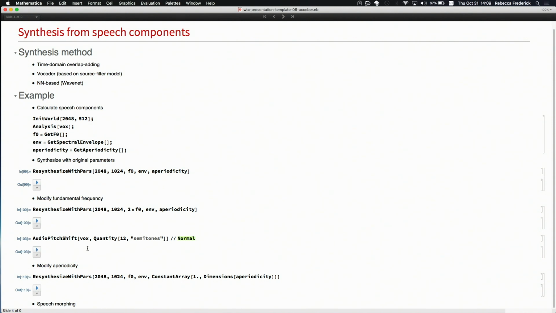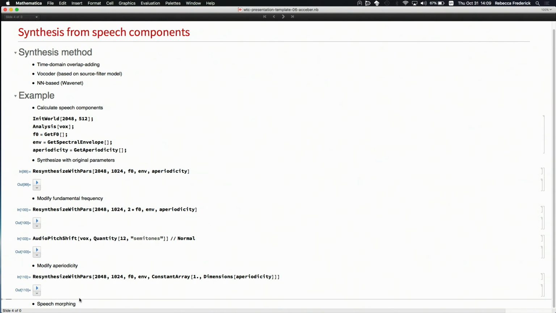So here's a quick example. I'm going to initialize the World library with a window size and an offset, perform analysis on the input signal, and collect the fundamental frequency, spectral envelope, and aperiodicity. And I can synthesize this with the original parameters. I can also modify the fundamental frequency.